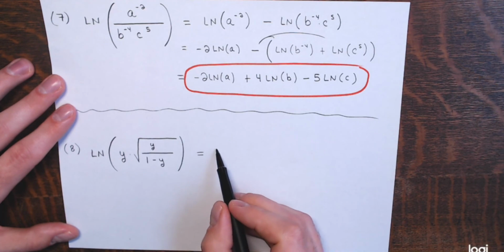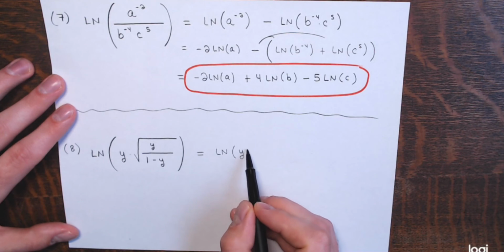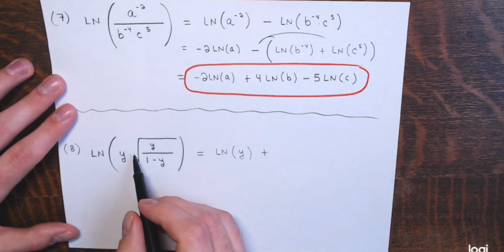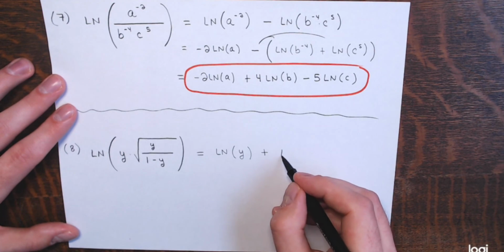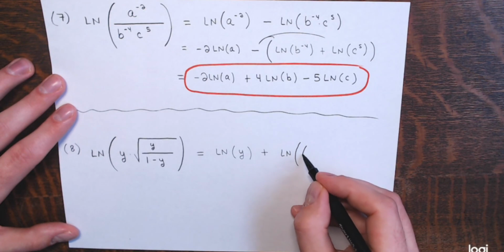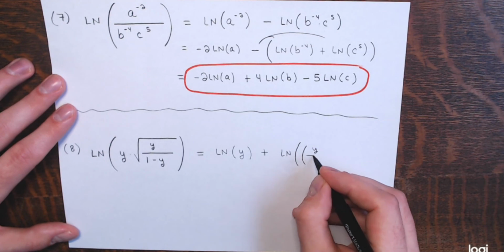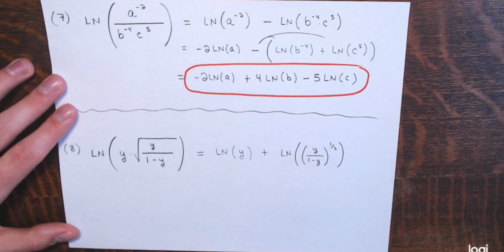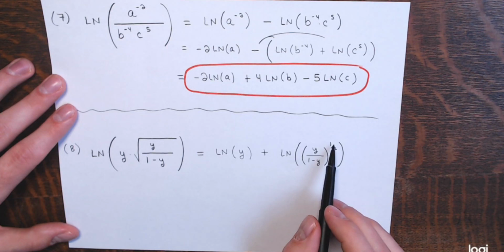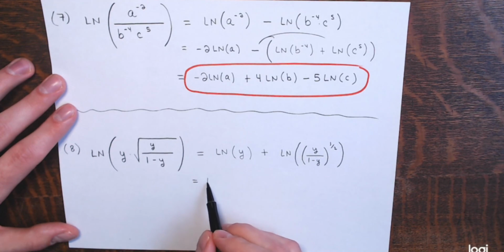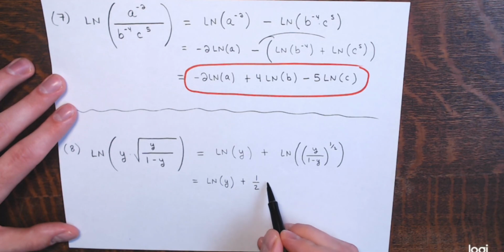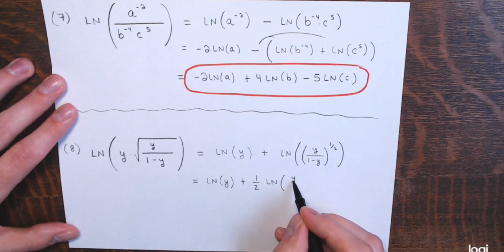This will be equal to the natural log of the first factor, which is y, plus, and then as I've been doing with the other roots, right, square root is to the half power. This is the natural log of, and then you have inside that log y divided by 1 minus y to the half power. That's the square root of y divided by 1 minus y. And then I can apply the power rule to this second logarithm, pull the half out. So you have the natural log of y plus half times the natural log of now a fraction, just y divided by 1 minus y.